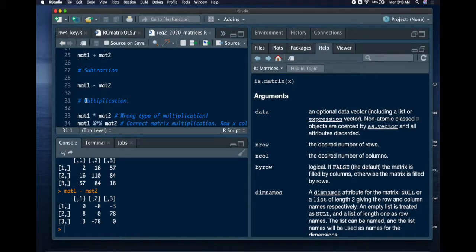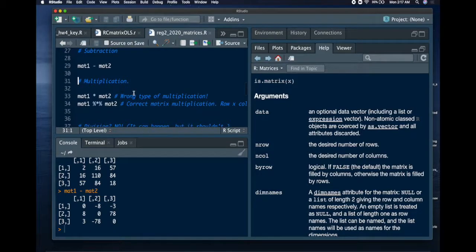Now, multiplication is a little bit different because there are, in fact, two forms of multiplication here. You can have element by element multiplication in R, but you don't want to use the normal multiplication operator that operates on a vector, let's say, or operates on two numbers. You don't want to use the same operator for matrices, unless you actually intend for element by element multiplication, which means you're not truly doing matrix multiplication. Matrix multiplication has the percent sign wrapped around the asterisk. So you have percent sign, asterisk, percent sign.